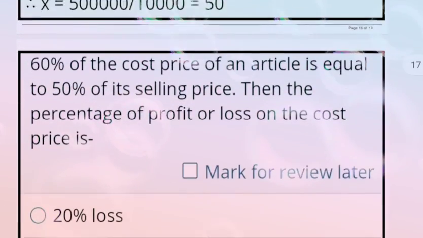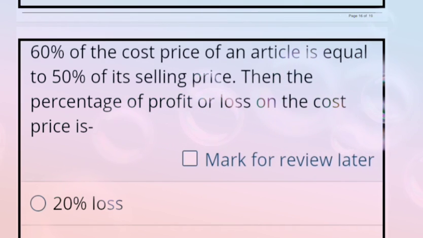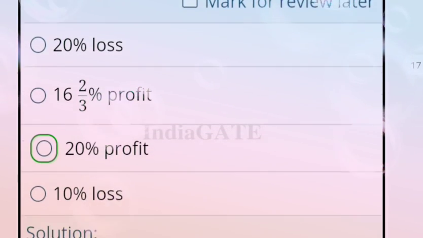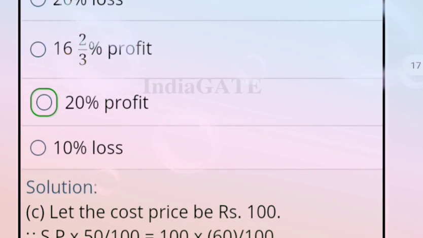Your next question is: 60% of the cost price of an article is equal to 50% of its selling price. Then the percentage of profit or loss on the cost price is? So the correct answer for this question is option C, 20% profit.